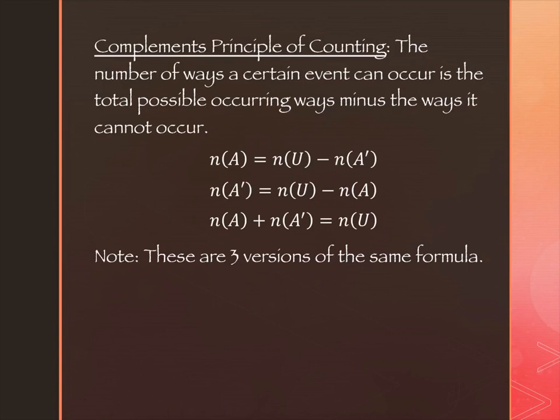And then a third form. All these equations are the same. A third form is that the number of ways A happens plus the number of ways the complement happens is the total number of options available to us. These three are all the same equation, just solved for something different.